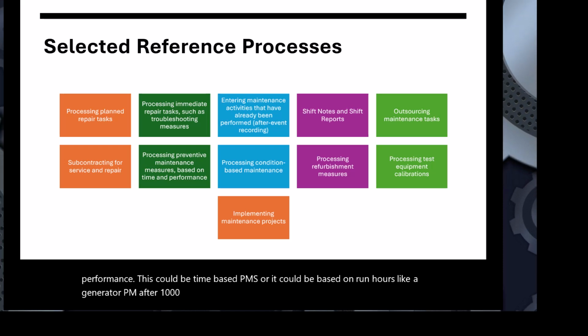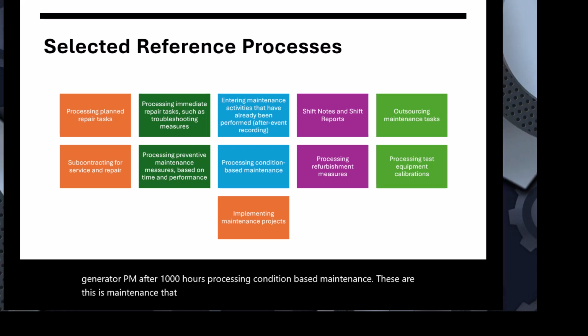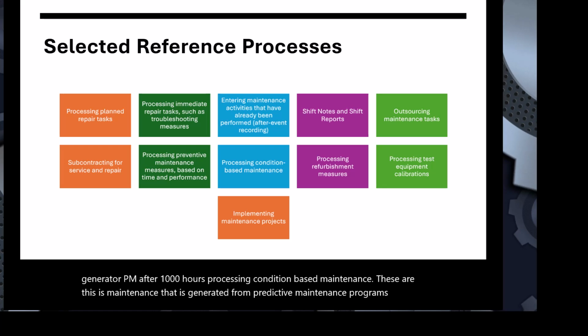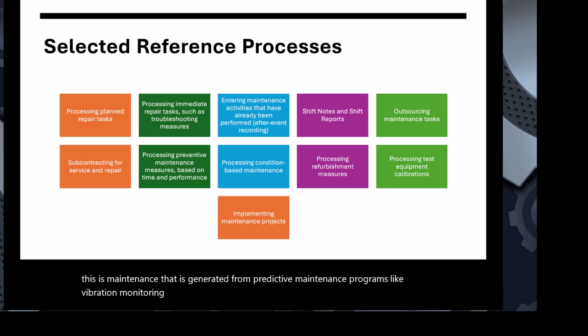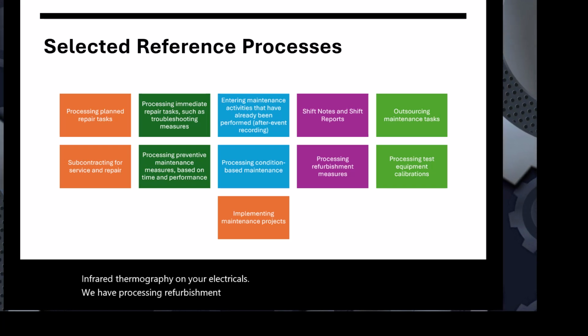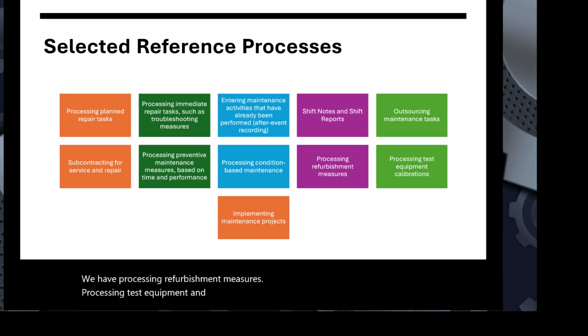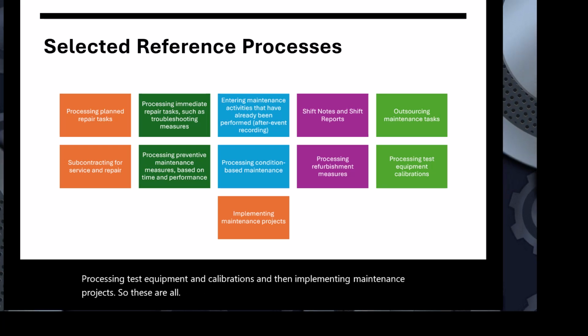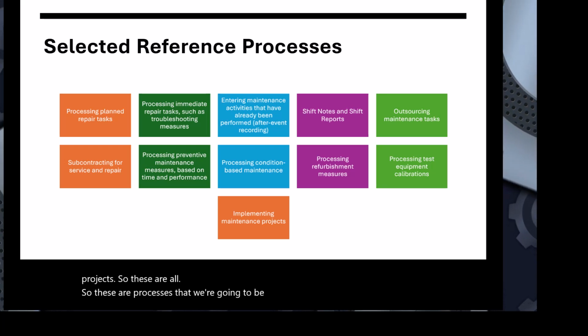Processing condition-based maintenance. This is maintenance that is generated from predictive maintenance programs like vibration monitoring or infrared thermography on your electricals. We have processing refurbishment measures, processing test equipment and calibrations, and then implementing maintenance projects. So these are processes that we're going to be looking at throughout this training.